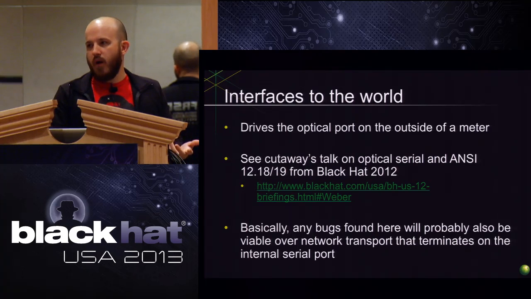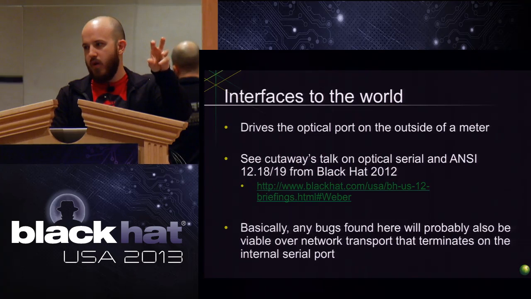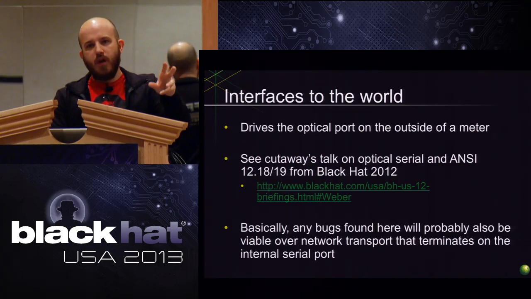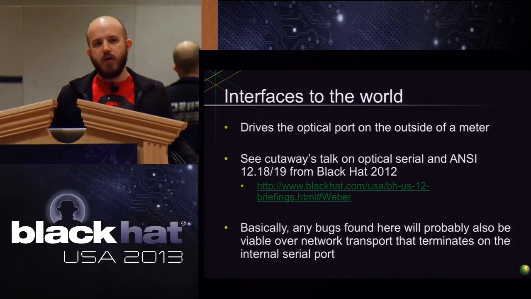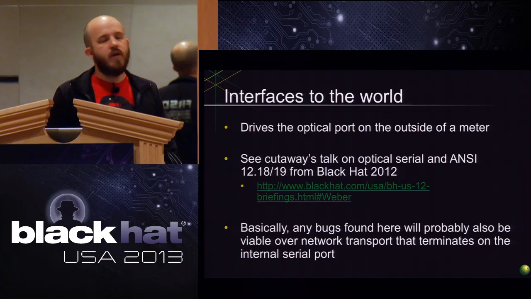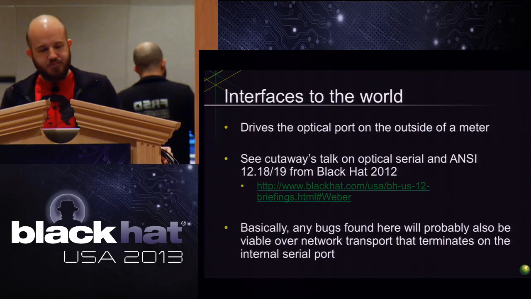So the thing with Cutaway's talk, it's really, really cool stuff, but we're talking about plugging onto a meter on the outside. If you find a bug that allows you to do that, and you have a way to get on the network, which depending on the architecture, there may be dozens of ways to do that, and you can send packets for this thing, then you'd be able to trigger the similar types of bugs.